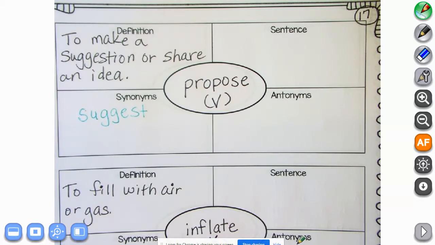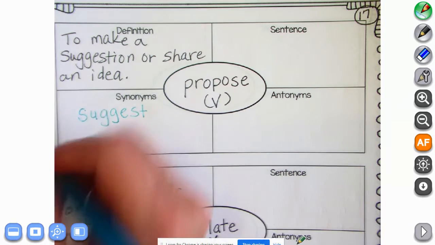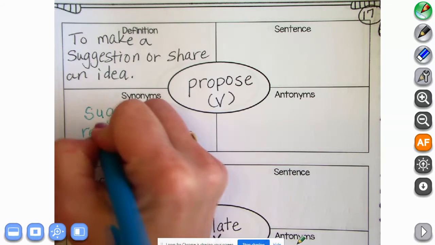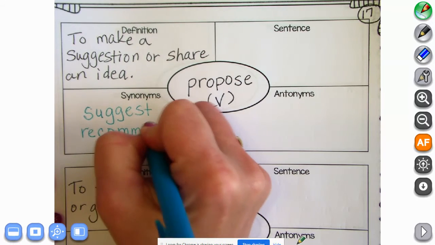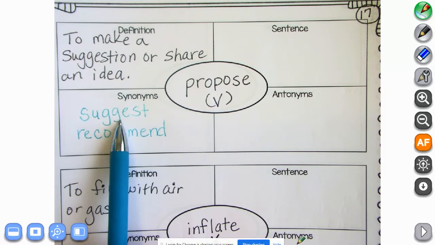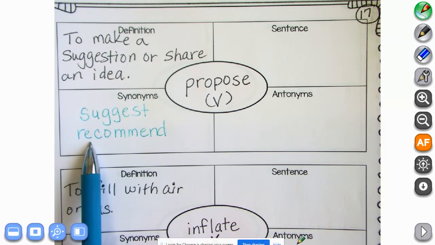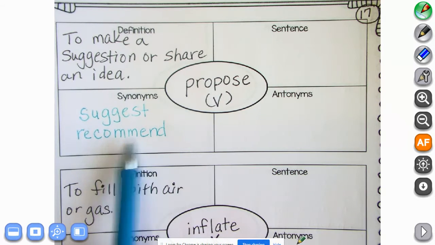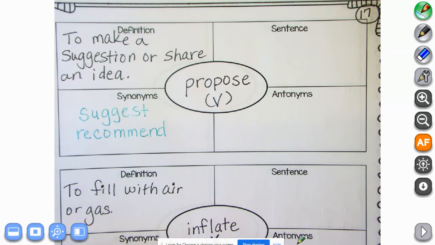S-U-G-G-E-S-T. Suggest. Another one, it's a kind of a long word, recommend. R-E-C-O-M-M-E-N-D. Suggest, S-U-G-G-E-S-T. Recommend, R-E-C-O-M-M-E-N-D. Suggest and recommend.